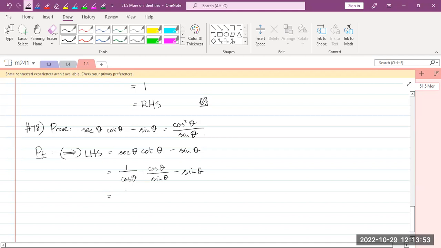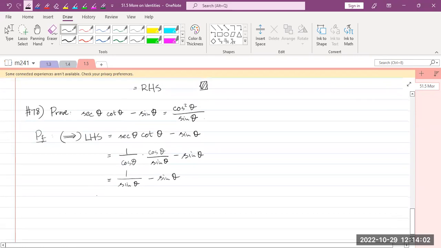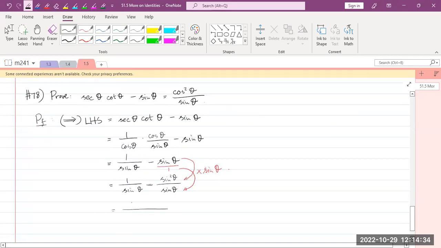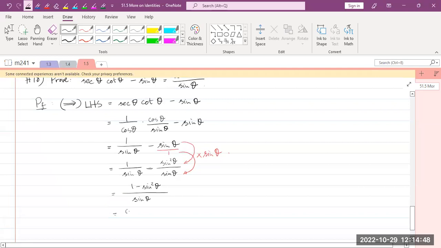The first term, you see the cosine theta cancels, so I get 1 over sine theta subtracted by sine theta, right? Now to subtract this, because we have fractions, we do LCD. The LCD is sine theta. So for the second term, think of it this way: this is over 1, right? So if the denominator is multiplied by sine theta, the numerator you multiply by another sine theta. So we end up with 1 minus sine squared theta on the numerator over sine theta. However, 1 minus sine squared theta is cosine squared theta, right? Which is our right-hand side now, and therefore we are done with the proof.